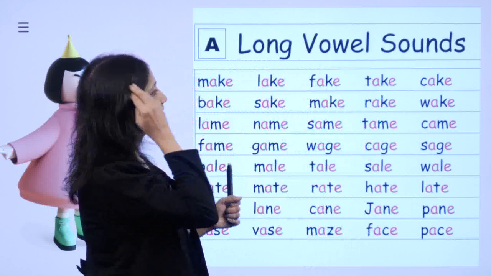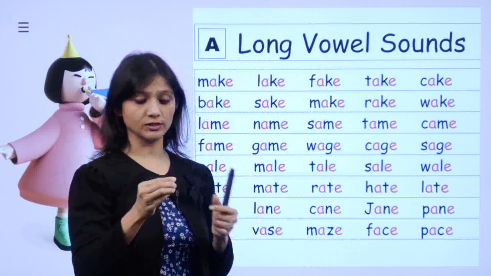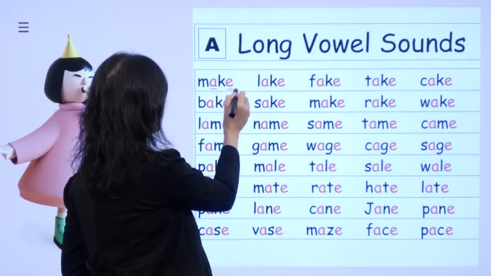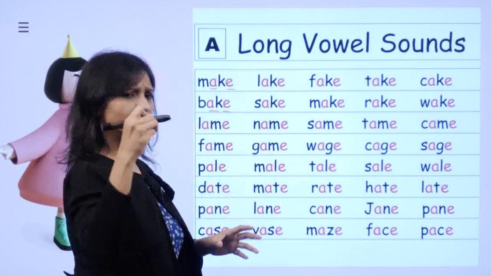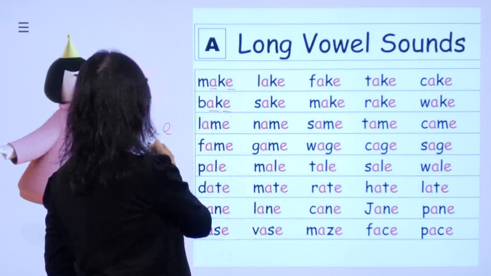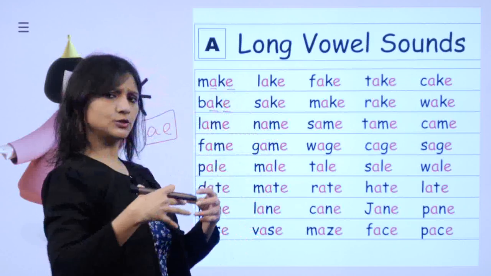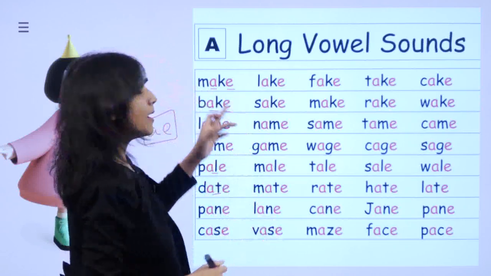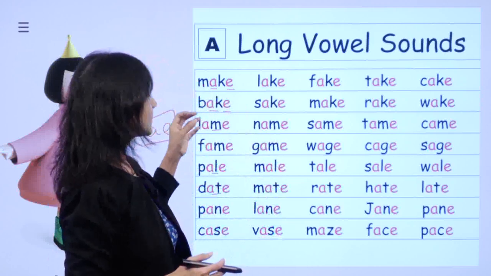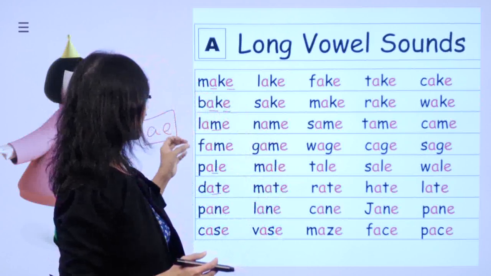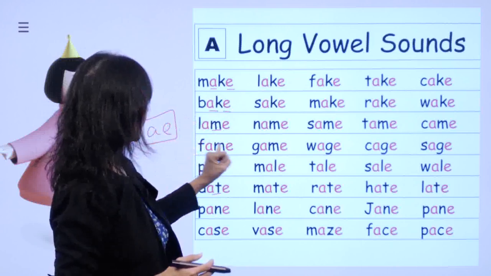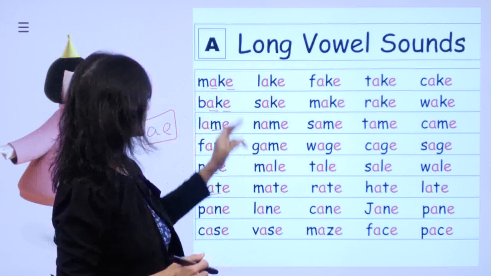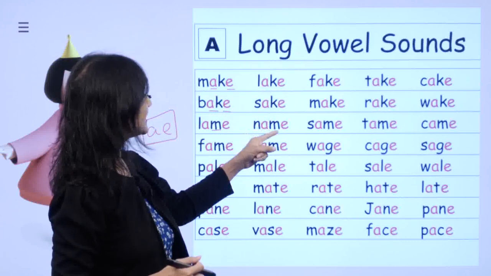All right. Now let's look at the long sounds of all of these vowels. All right. See, so many words I've written and you see this A, E, A, E. It always has this A and E. All right. Maybe A and E together, or there's a consonant in between, but there'll always be an A and E. Make, M-A-K-E, make, bake, lame, fame. Okay, pale, date, pain, case, lake, sake, name, game.